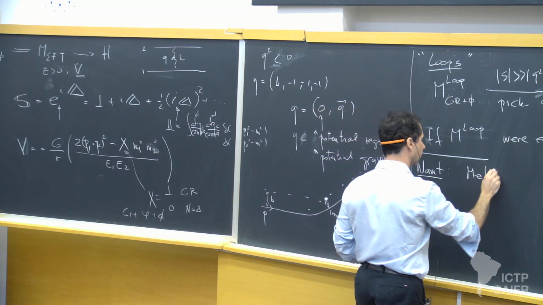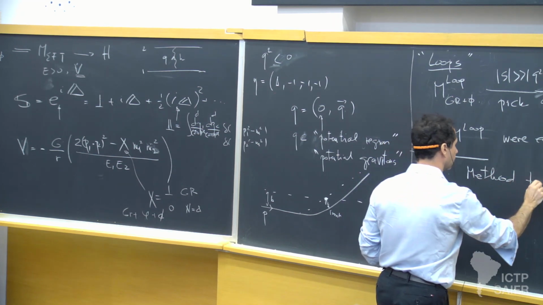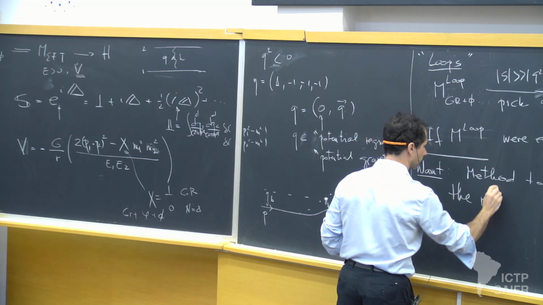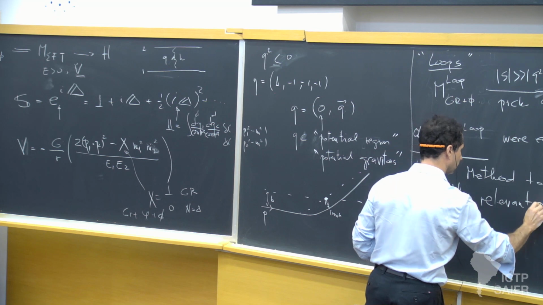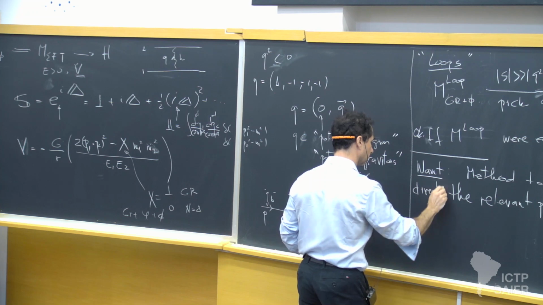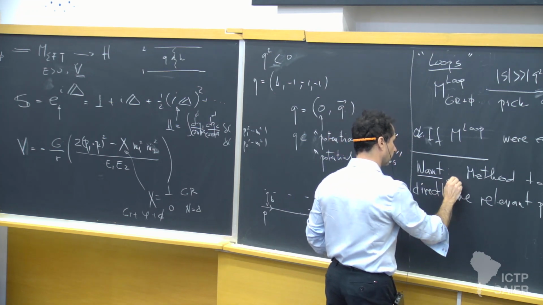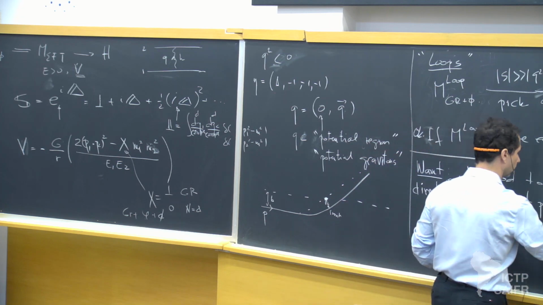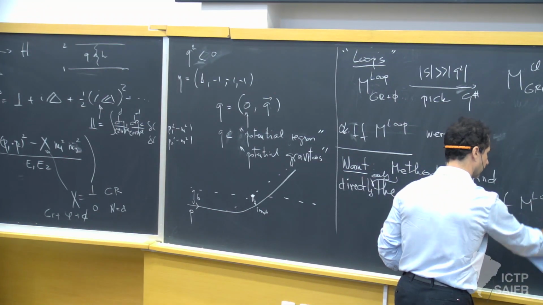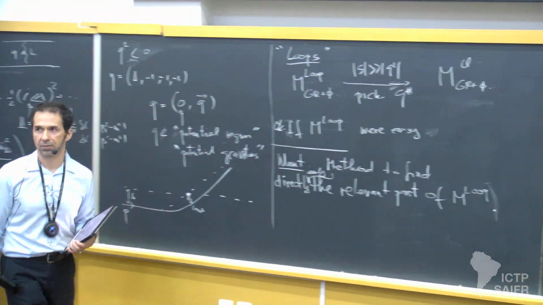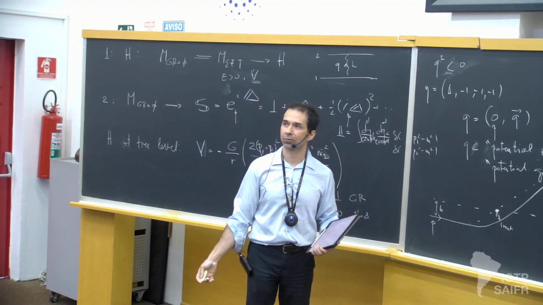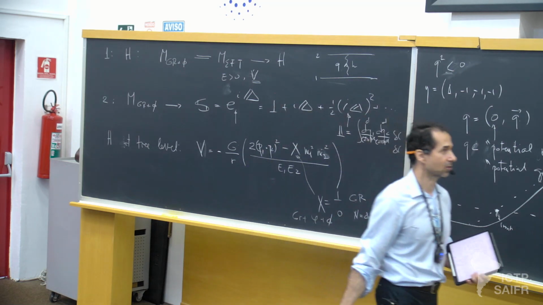So what we want is a method to find directly only the relevant part of M loop. Right. Is that clear? I don't think I can emphasize that enough. Because if you don't do this, then you're going to work too hard for something that you're going to toss out in the next sentence.